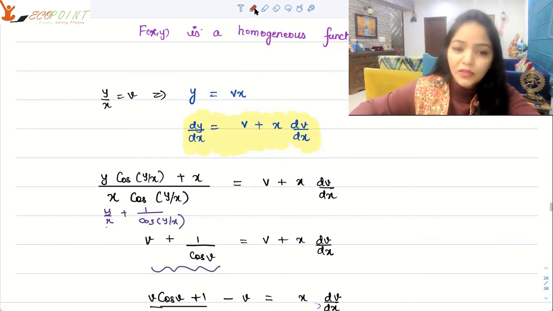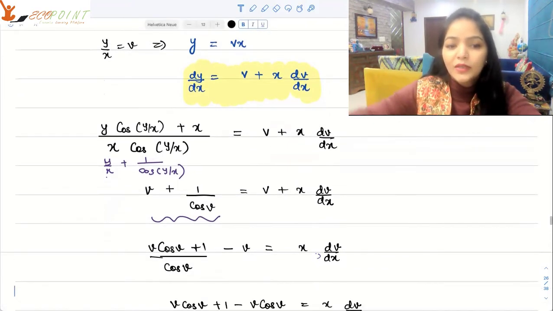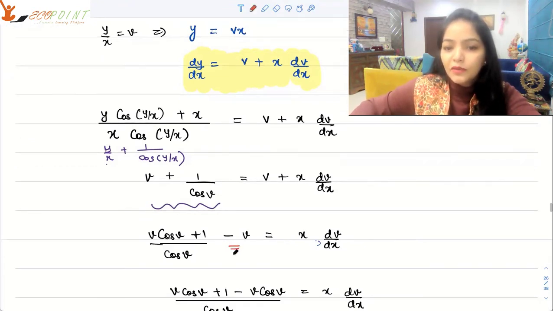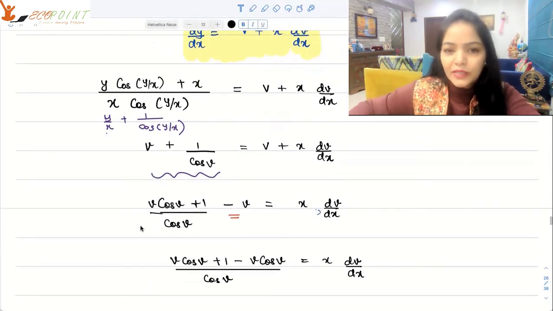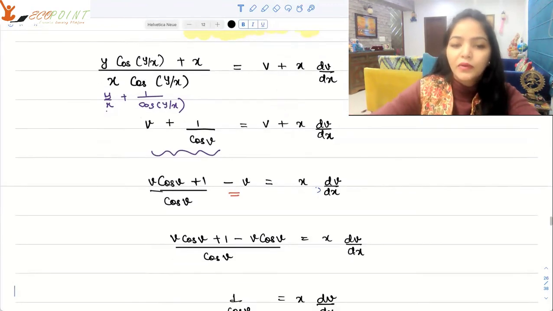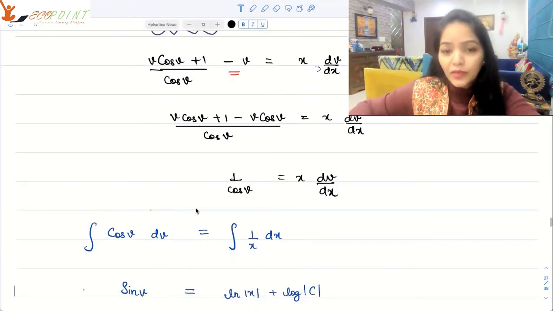If I take everything to one side, taking the LCM, I get (v cos v plus 1) upon cos v, minus v, is equal to x times dv/dx. Again taking the LCM, we have v cos v plus 1 minus v cos v. v cos v cancels, so you have 1 upon cos v equals x dv/dx. So we will separate; it's a separable form.